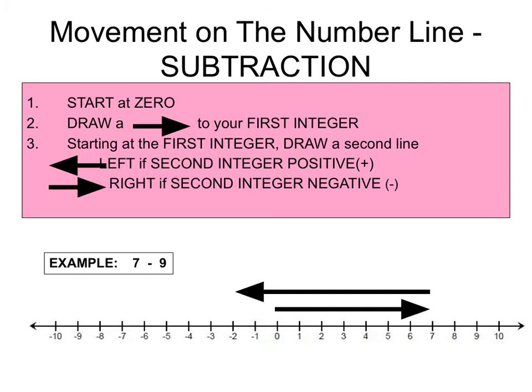Now, this is the part that is different than integer addition. Starting at that first integer, draw a second line to the left if the second integer is positive, or to the right if it is negative. So this is saying subtract 9. Well, if I'm at 7 and I'm subtracting 9, I'm going back 1, 2, 3, 4, 5, 6, 7, 8, 9 spaces, and I end up at negative 2. So 7 minus 9 is negative 2.